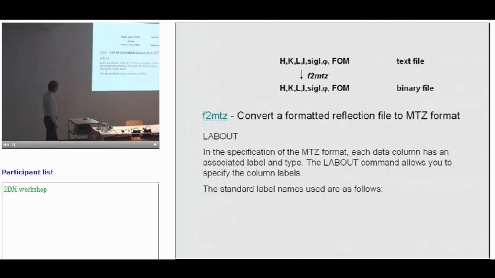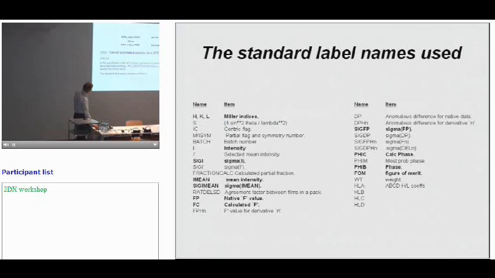This MTZ format now has a number of columns, and these columns are labeled, and there are a large number of labels that can be put into an MTZ file, and many of these are specific for X-ray crystallography, so you don't have to bother about them. I highlighted the ones that are most important for our usage: intensities, amplitude values, sigmas, figure of merit, phase information, and so on.